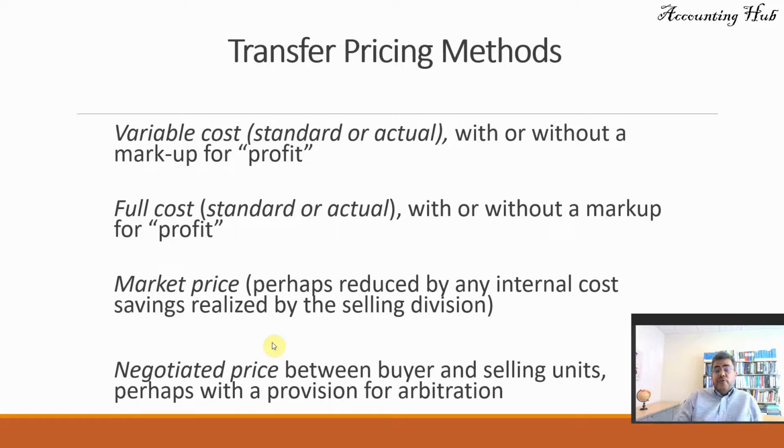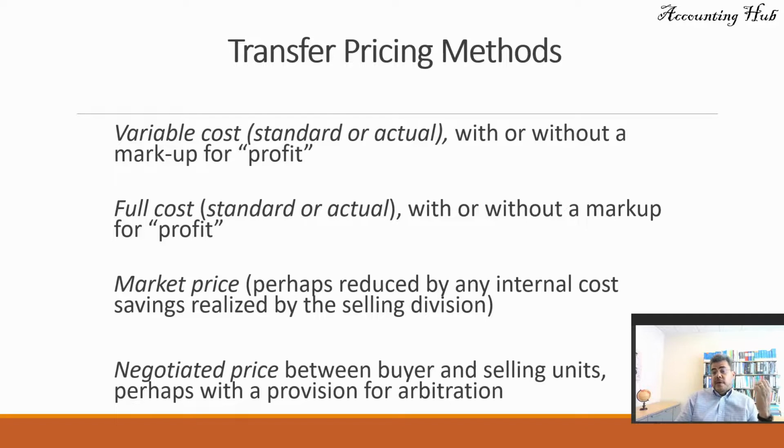Four models of transfer pricing. We will be working in some minutes with these models in our Excel file. Variable cost, standard or actual, with or without a markup for profit. Full cost with or without a markup for profit. Here is the difference between variable and full cost. Variable cost, we don't consider the fixed cost. Full cost, yes. Market price, perhaps reduced by any internal cost savings realized by the selling division.